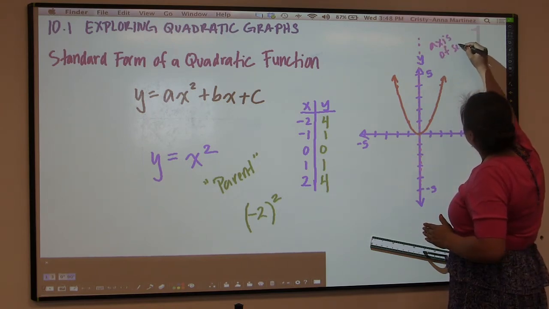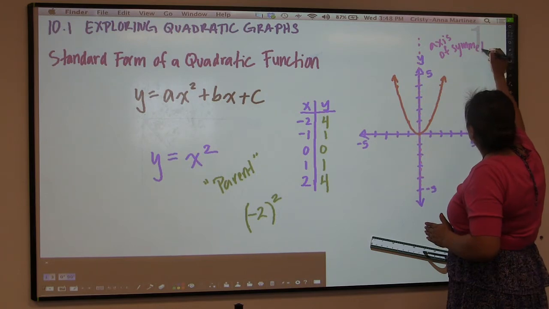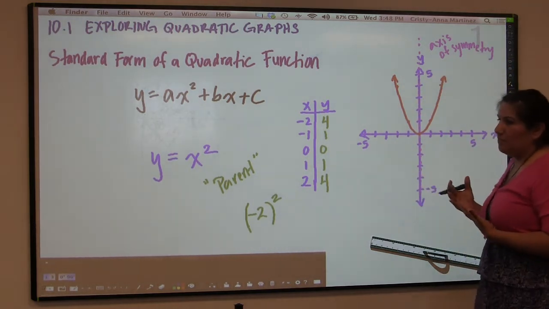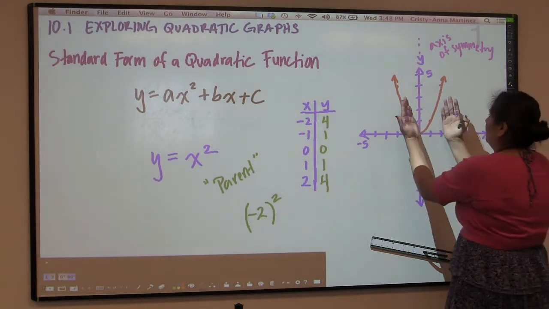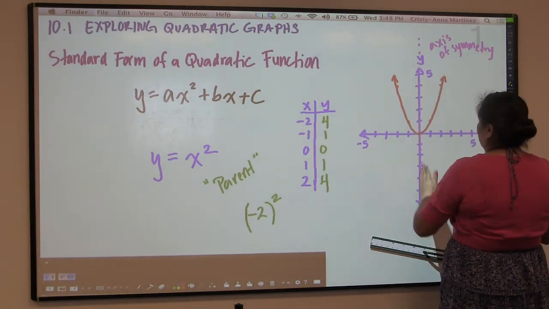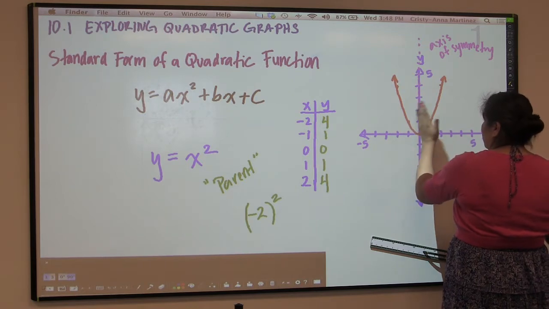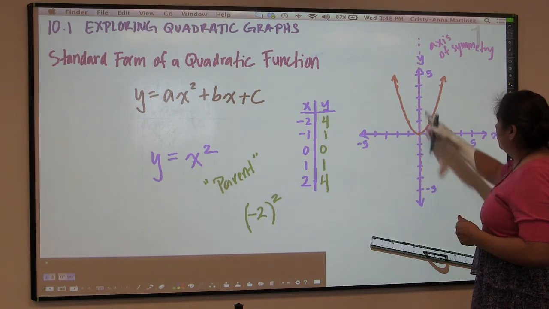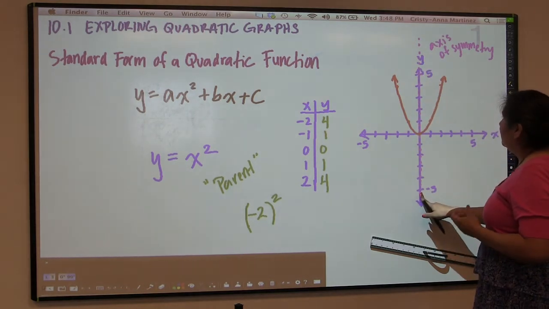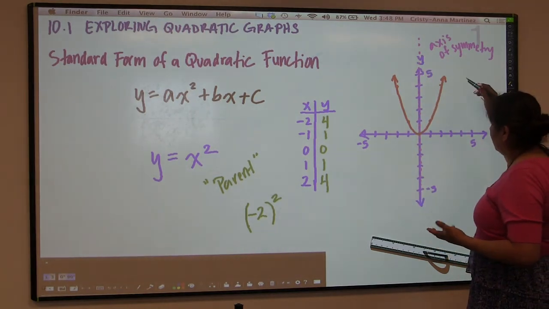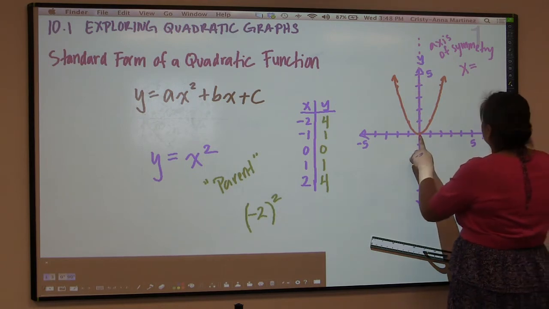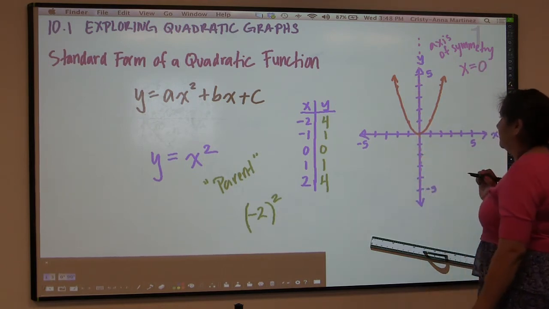It basically means that if I were to fold, and I can't really fold my board here, but if I were to be able to fold the graph along this dotted line, then you would get mirror images on either side, a reflection, if you will. And so that would be my axis of symmetry. Typically, that line is a vertical line, and it's always x equals some number. In this case, since the x coordinate is 0, the axis of symmetry is x equals 0.